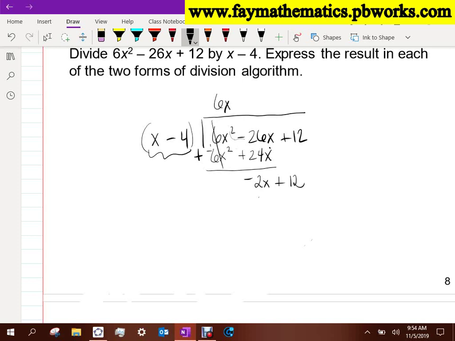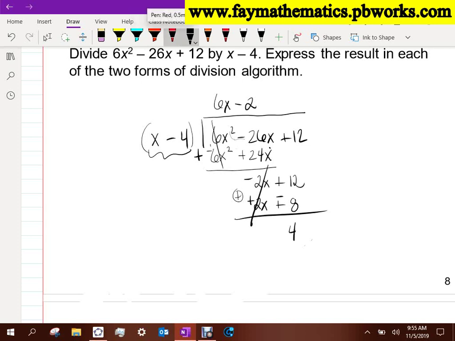Now I'm thinking, what do I multiply x minus 4 by to get this thing? Negative 2. So negative 2 times x gives me negative 2x. Negative 2 times negative 4 gives me positive 8. I'm going to negate everything and add straight down. Those wipe away, and you're left with 4.